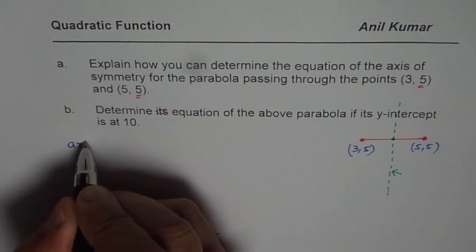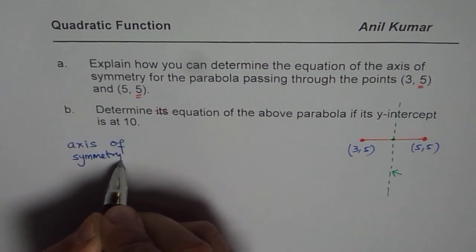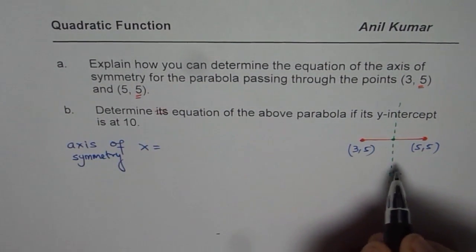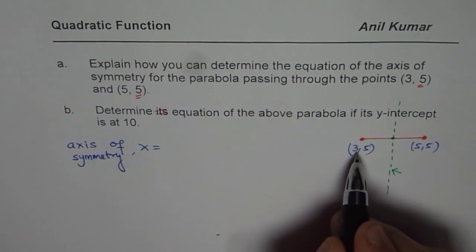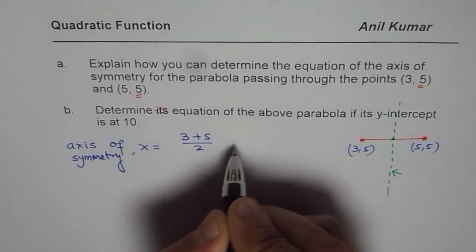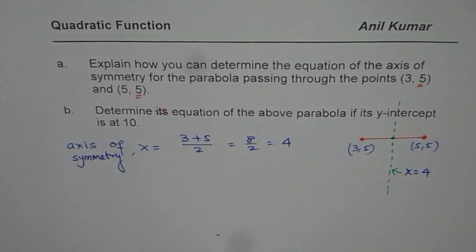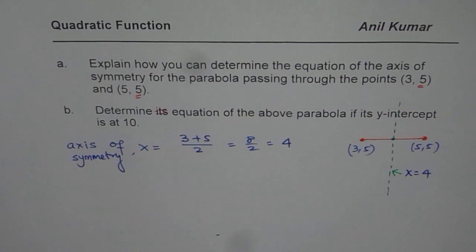So the axis of symmetry is, let us say, x equals the midpoint of the x values. x1 is 3, the other one is 5. So it is (3 + 5) divided by 2, which is 8 divided by 2, or 4. So this is x = 4. So that is how you can find the axis of symmetry when 2 points horizontally placed are given to you. That's important, okay? Now part B here is, determine the equation of the above parabola if its y-intercept is at 10.